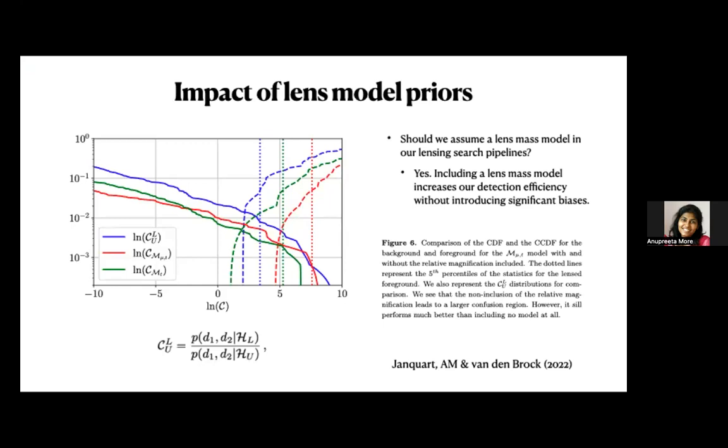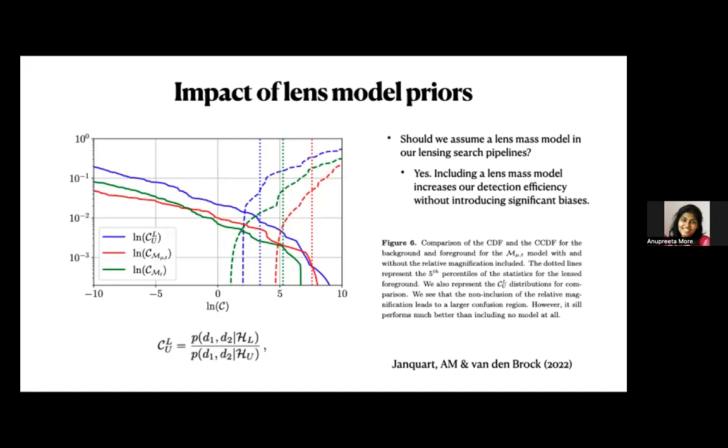Yeah, so maybe very quickly, in continuation with that study, we did another study to again analyze the population of unlensed and lensed event pairs. And these curves again show the same thing. If you ignore the time delays and magnifications, and only look at the posterior overlap analysis, it's shown by this blue curve, the solid and the dashed here. So the overlapping region is the region of confusion. You cannot tell whether it is lensed or not lensed.